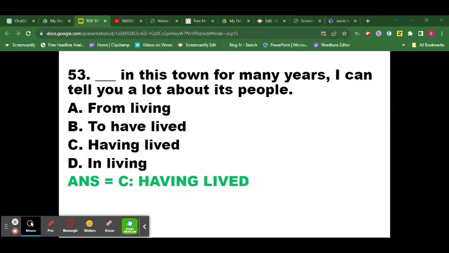So here we are dealing with the use of participle or participial phrases. A participle phrase is used to give more detail and description to a noun or pronoun. So having lived in this town for many years, I, okay, that actually is used to give more information about the speaker, I, and why he or she can tell you a lot about the people of this town. So that is the function of participle phrases.